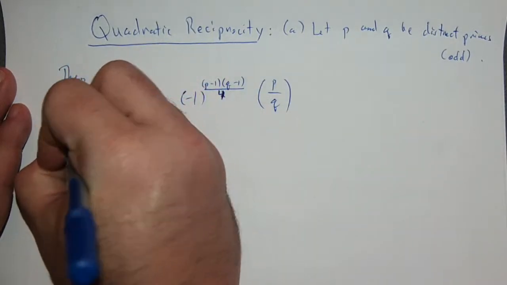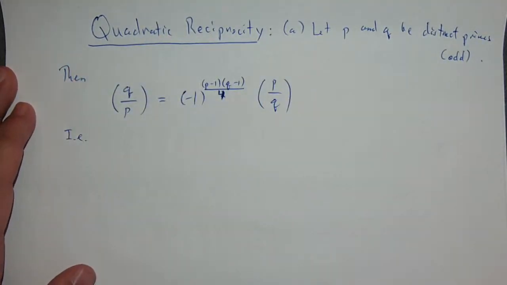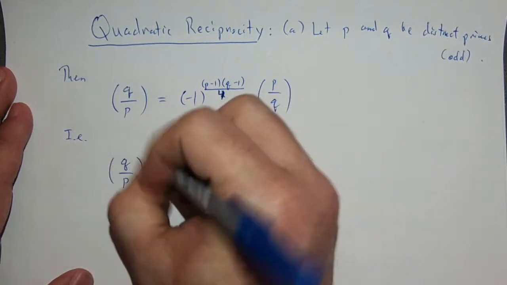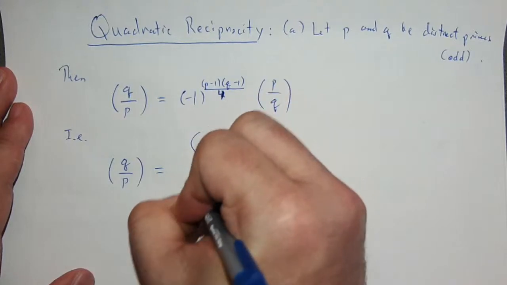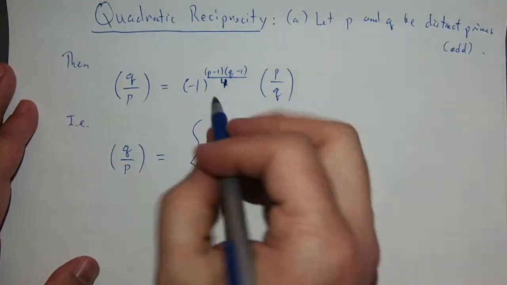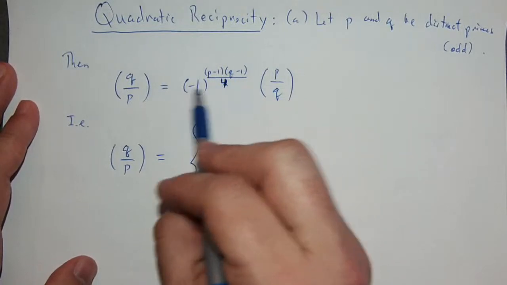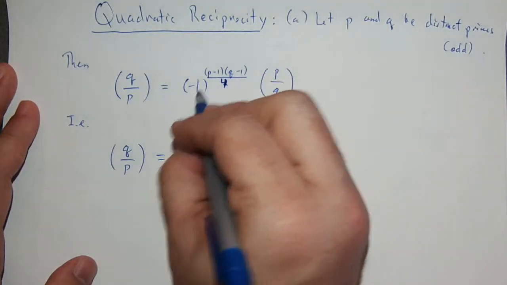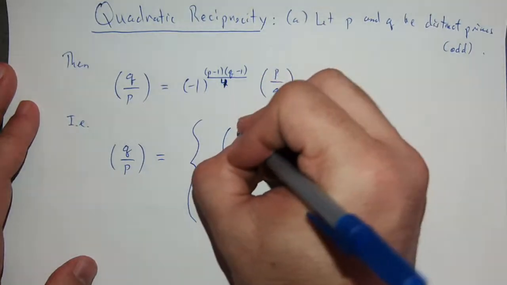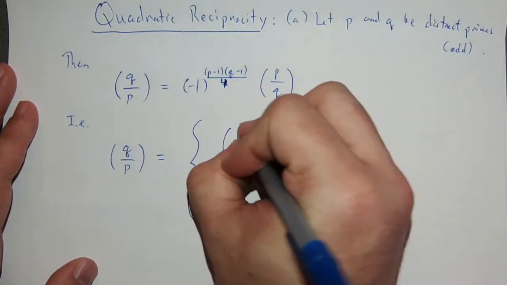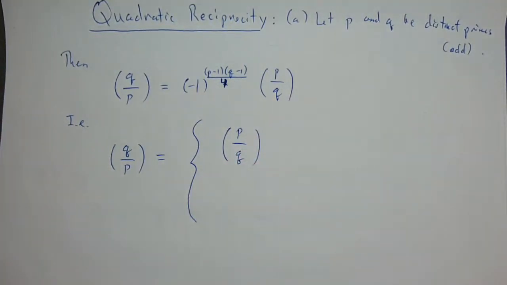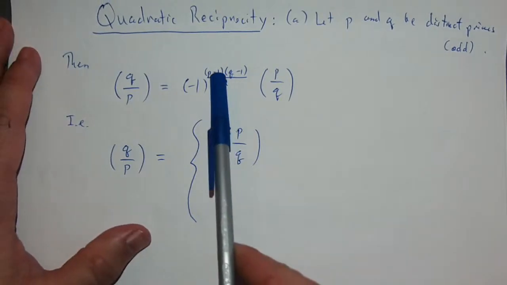So, writing this in a nicer form. Q on P can be written as, so basically I'm thinking, when is this going to be 1? Sometimes minus 1 to this power, whatever it is, would be 1. And in that case, Q on P would be the same as P on Q. They would match up. Okay. Well, what has to occur here?